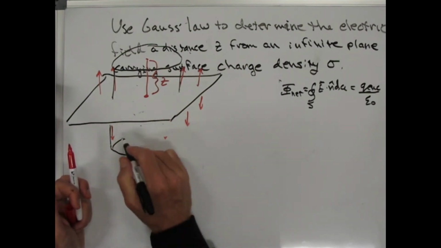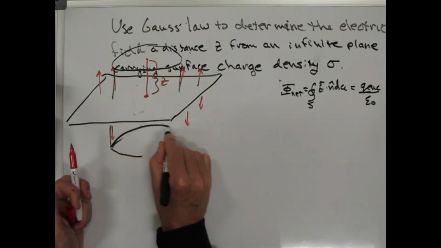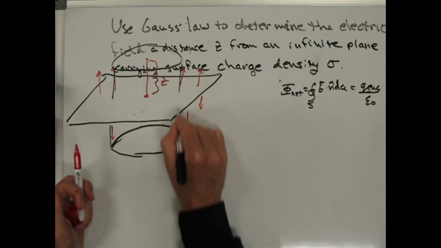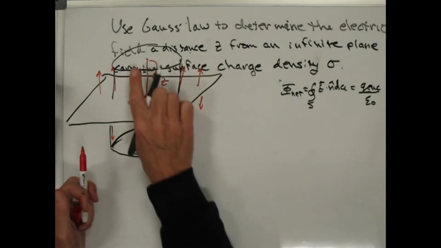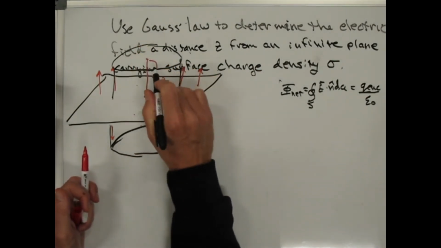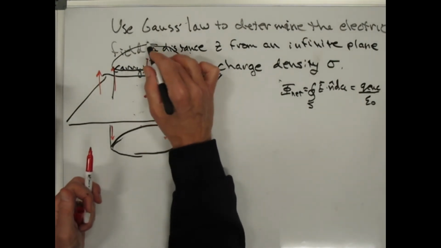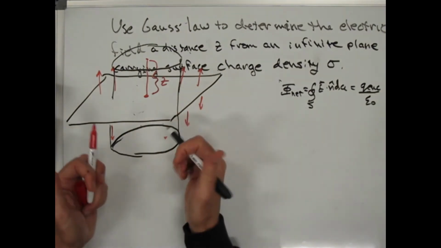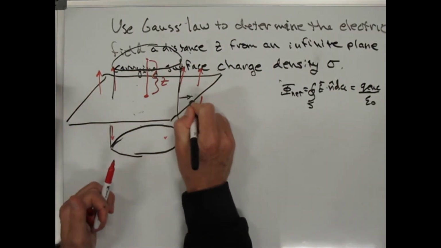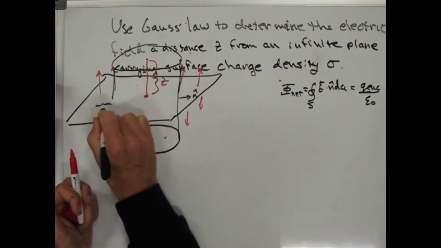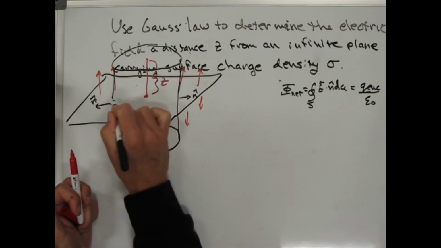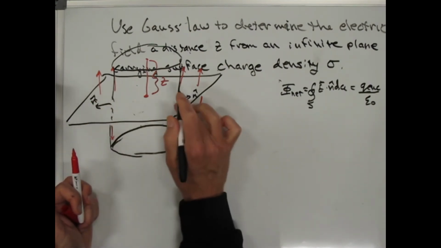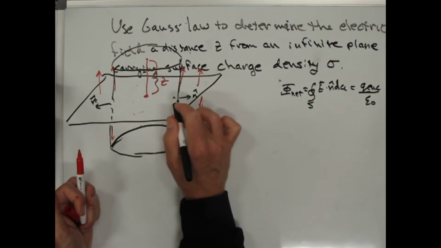Let me try that better. Right, instead it goes like that. And so the flat ends are at the top so that the electric field and the normal force are in the same direction, and the curved ends are on the sides where the normal vector goes this way, or say that way, right?